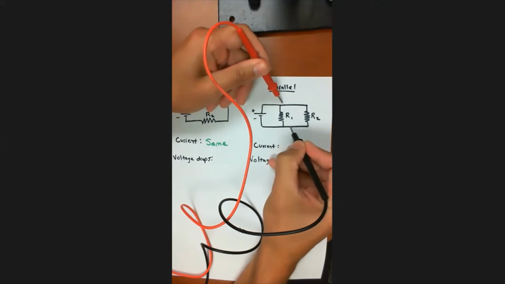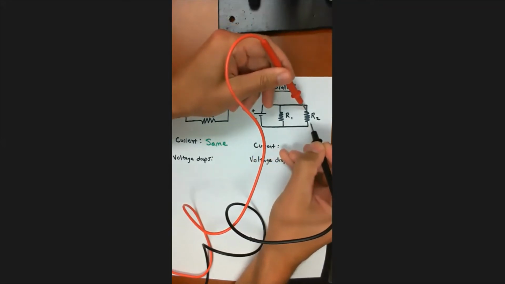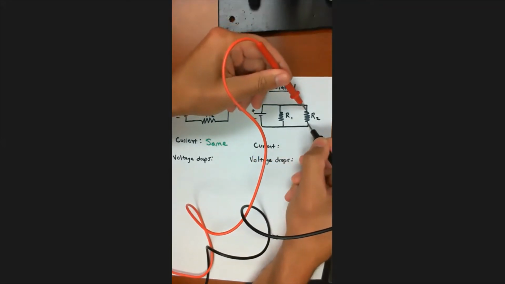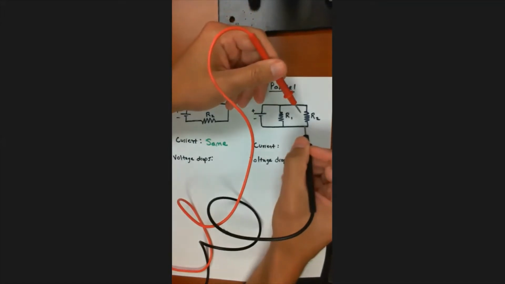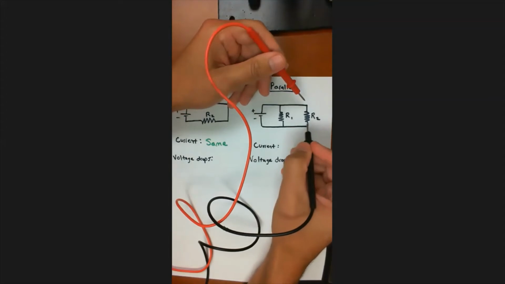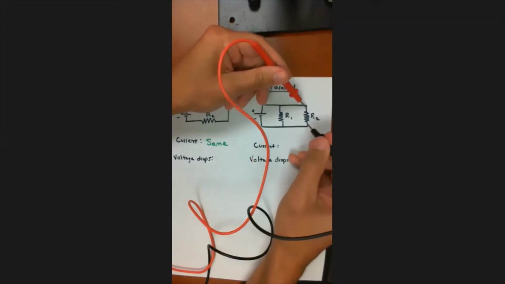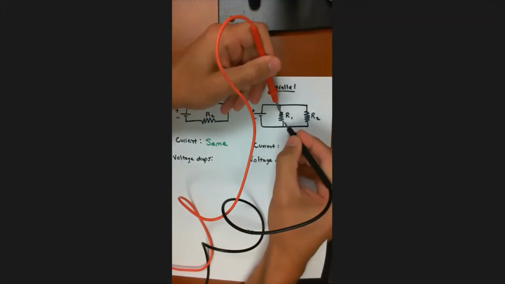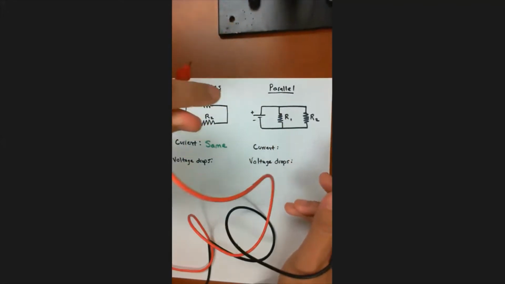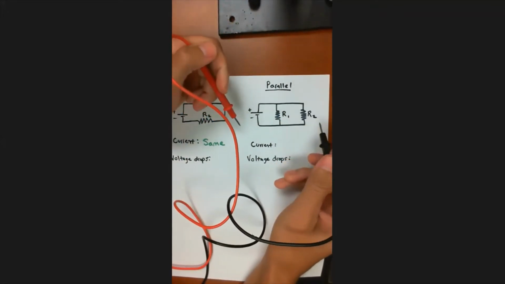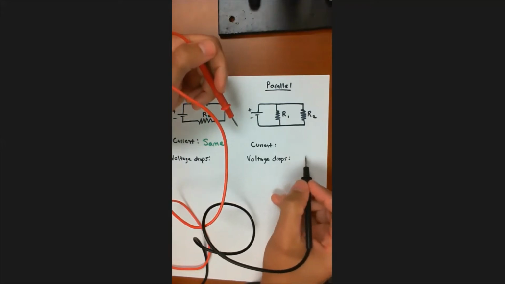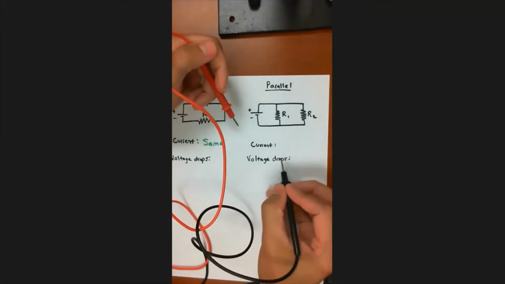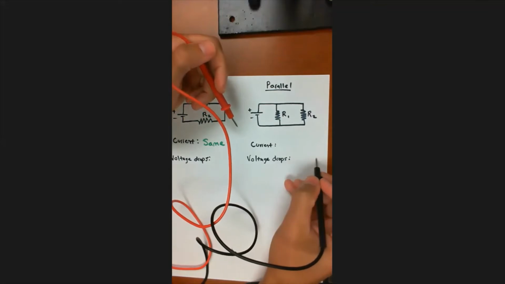And similarly, if I go all the way over here and I measure from here to here, it's also 12 volts. And I can have an infinite number of resistors in parallel, and the voltage drop across each one of them would still be 12 volts, no matter how many I have. So what we can say is that if we have components in parallel, then the voltage drops are always going to be the same.